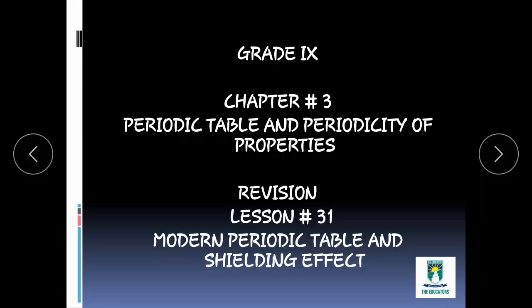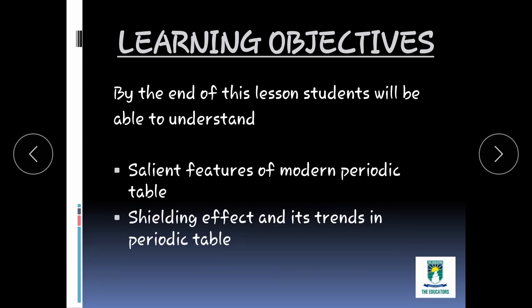I'm your chemistry teacher Sundar Sanif, and today I will teach you chapter 3, periodic table and periodicity of properties. As you know, it's a revision phase, so today we have to revise the topic modern periodic table and shielding effect. First of all, the learning objectives for today. By the end of this lesson, students will be able to understand salient features of modern periodic table, shielding effect and its trends in periodic table.